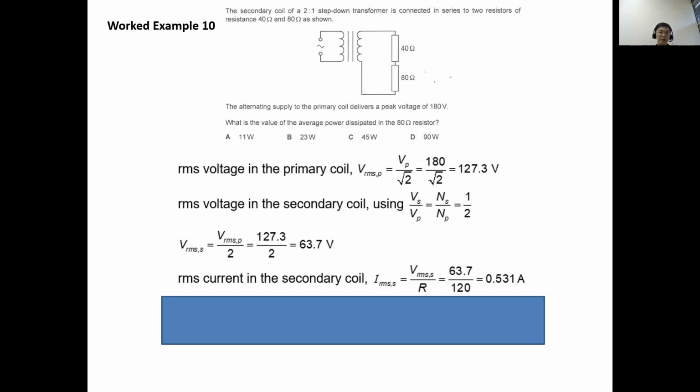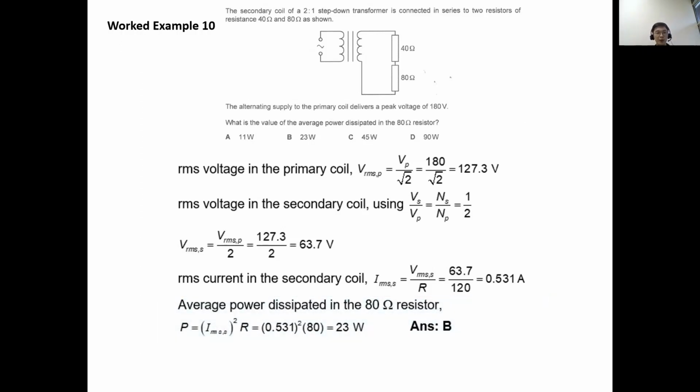Next, if you want to find the power dissipated in the 80 ohms, you just do a simple I squared R, root mean square current squared times R. You get 0.531 squared times 80, you get 23 watts.